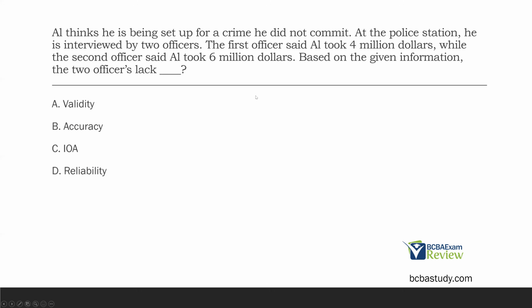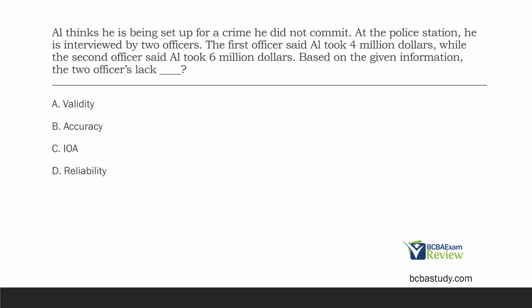Are you lacking validity? Validity says you're not measuring the intended target or the intended behavior or whatever you're intending to measure. Well, both officers measured the amount of money, so their data appears to be valid. What about accurate? Even though they're different, we don't know how much money was actually stolen. We can't determine who is and isn't accurate, okay? So one officer might be inaccurate and the other might be accurate, but not both, unless they're both inaccurate, right? But we're not sure based on the given information.